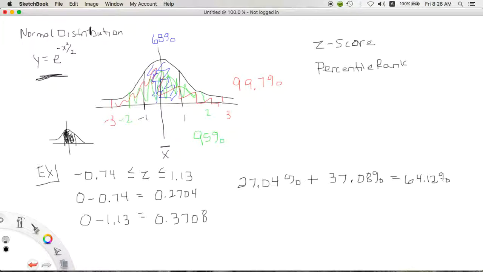So what does that tell us? Well, that tells us that if we are given a set of data and it's a normal distribution, then between negative 0.74 standard deviations away to the left of the mean to 1.13 standard deviations, however much the standard deviation works out to be, then we will find the area under the curve, how many data points are underneath there. And so we find that 64.12% are there.